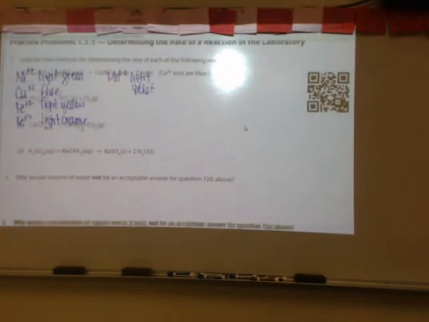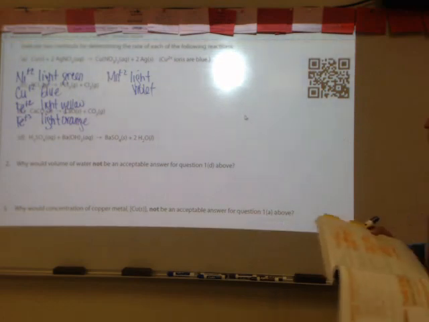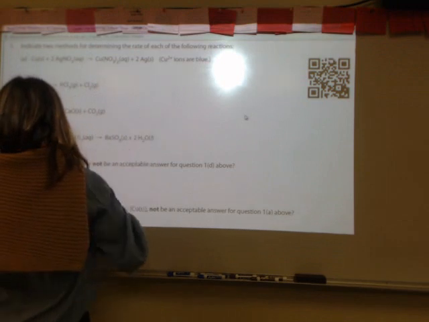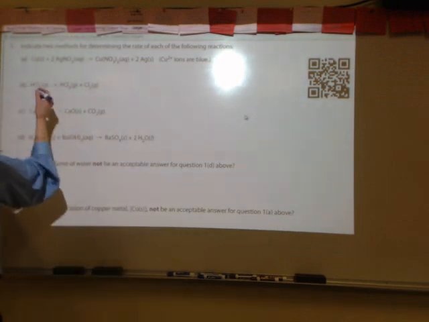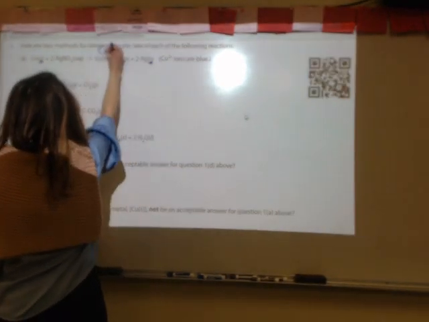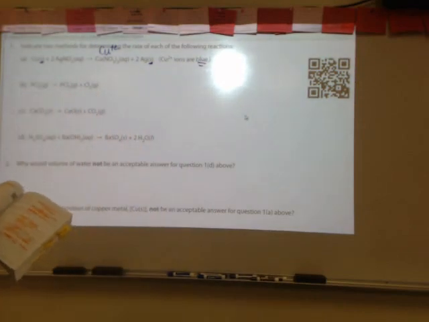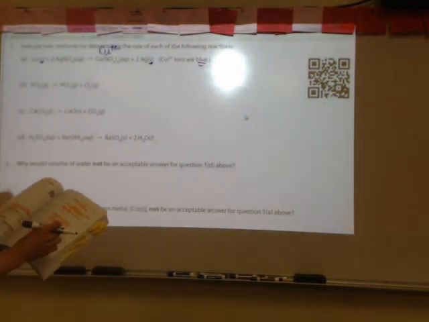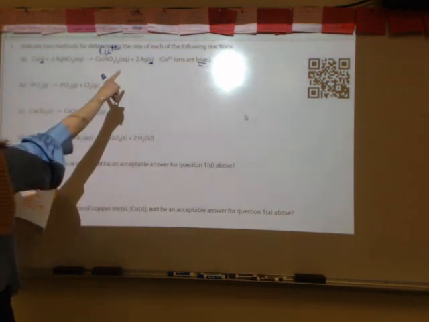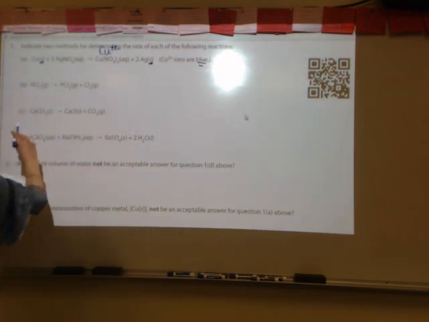If you go to the next page and take a look at the practice problems, they want you to indicate 2 methods for determining the rate of the following reactions. Now, there are various answers that you could have here, but if you take a look at the first one, you've got copper solid reactant, silver solid reactant, and then when you form these Cu+2 ions in solution, the color is blue. So you could use a spectrophotometer to determine the change in concentration as you're producing those blue ions. You could also do a change in mass. You're losing the mass of copper, you're producing a mass of silver.